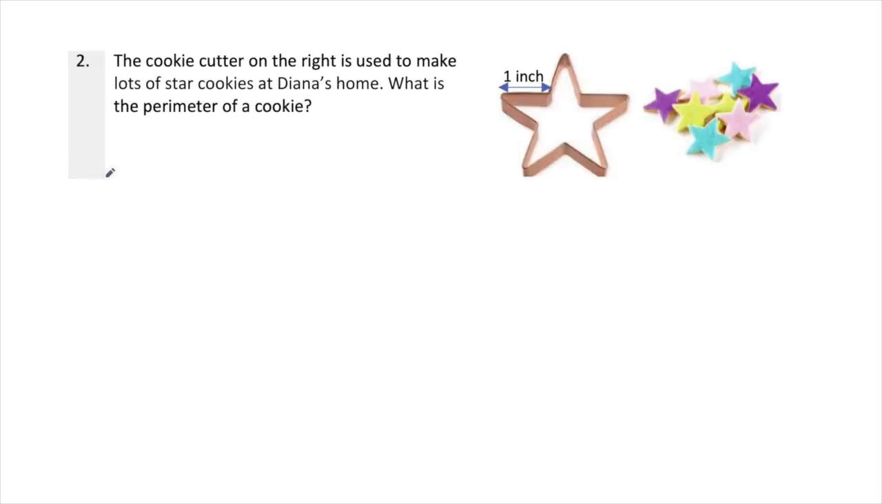For this problem, we have to figure out the perimeter of the cookie. From the cookie cutter on the right, we can see that each side has a length of 1 inch. To figure out the perimeter of the cookie, we have to find the number of sides in this cookie cutter. In this case, the cookie cutter has 10 sides, so the perimeter of the cookie is 10 inches.